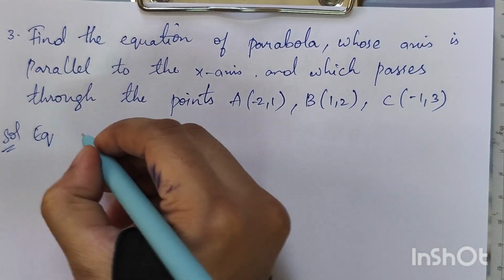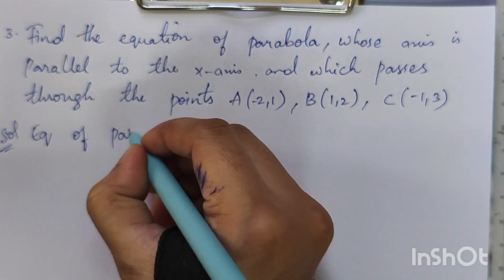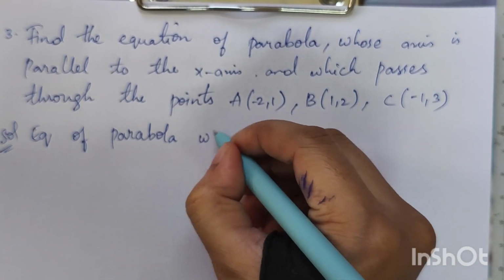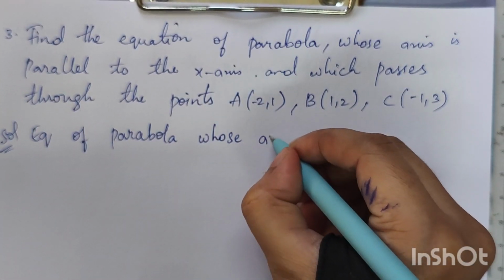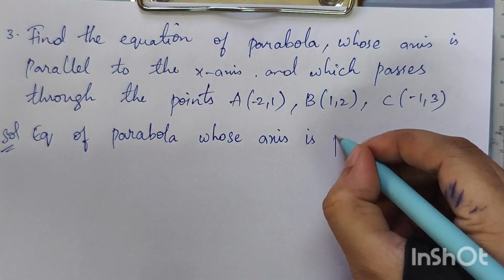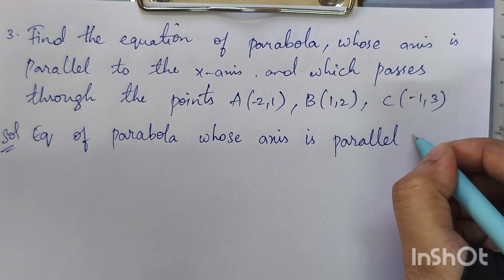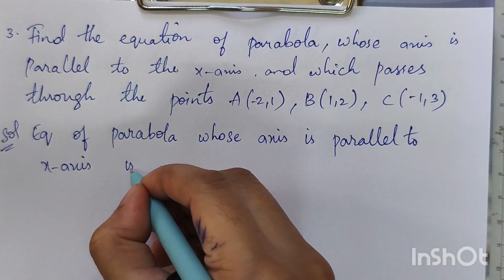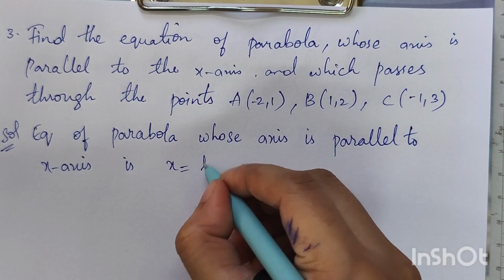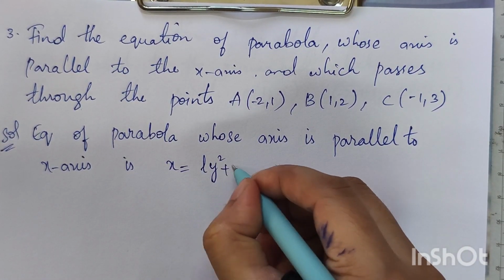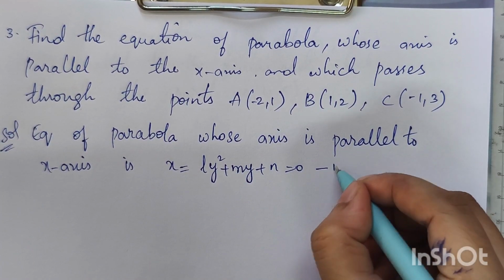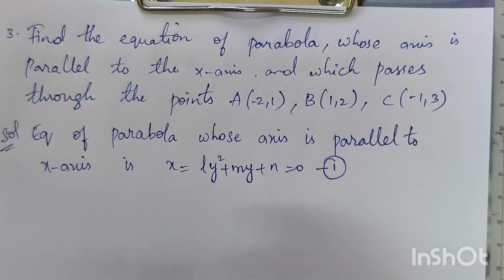So the equation of a parabola whose axis is parallel to the x-axis is given by the equation x = ly square + my + n = 0. Take it as equation 1.